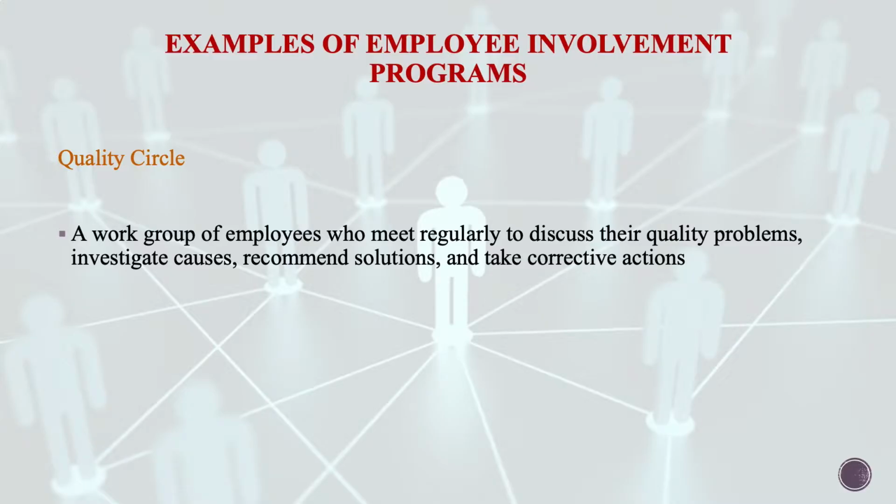One can also think about creating a quality circle. A quality circle is nothing but a work group of employees who meet regularly to discuss their quality problems, investigate causes, recommend solutions, and take corrective actions. These quality circles are formed by the organizational members on a voluntary basis. So without any force, employees themselves create quality circles at their department level or maybe organization level, and they try to solve their routine problems. Problems may be related to manufacturing of a product or testing the quality of the outputs. It can be anything.